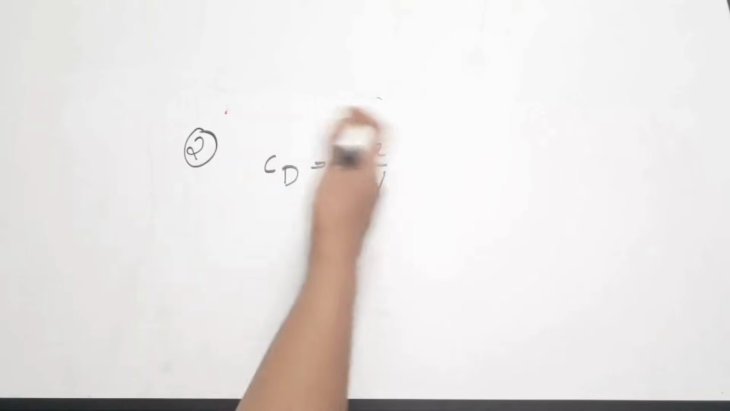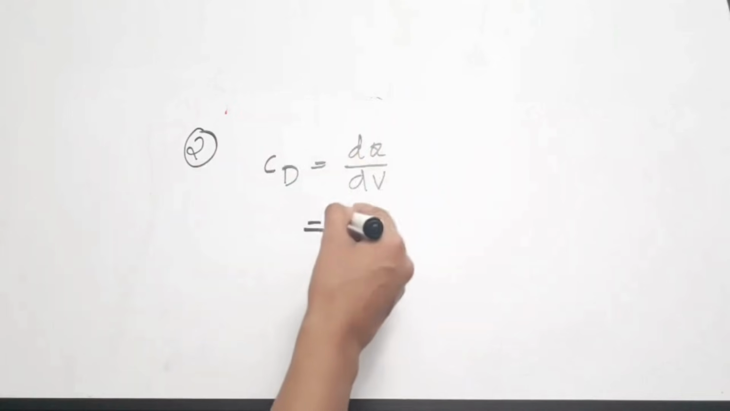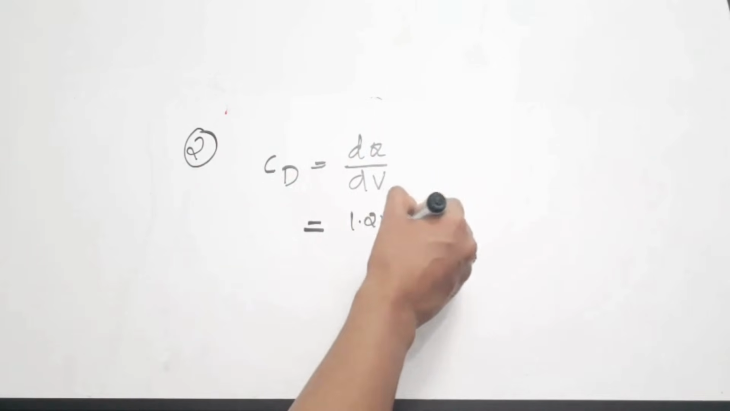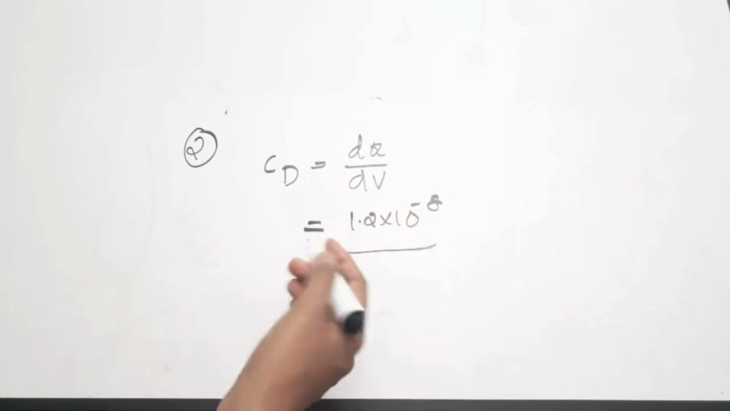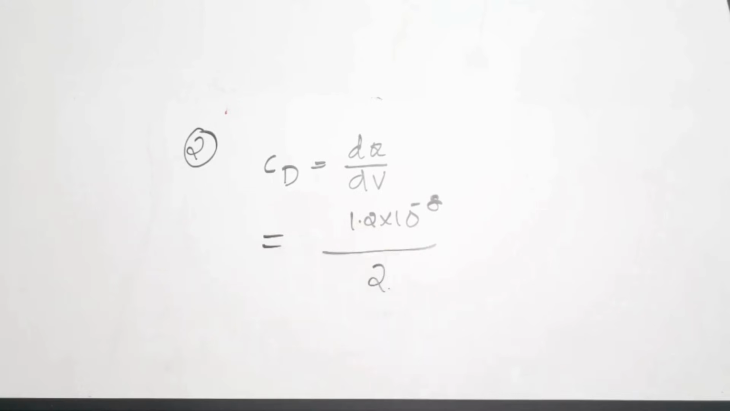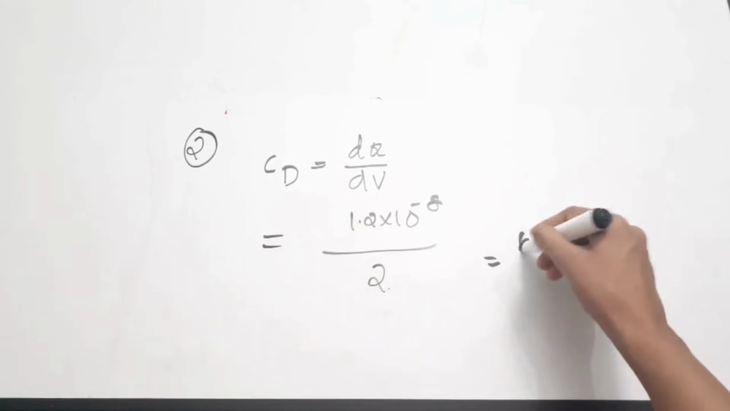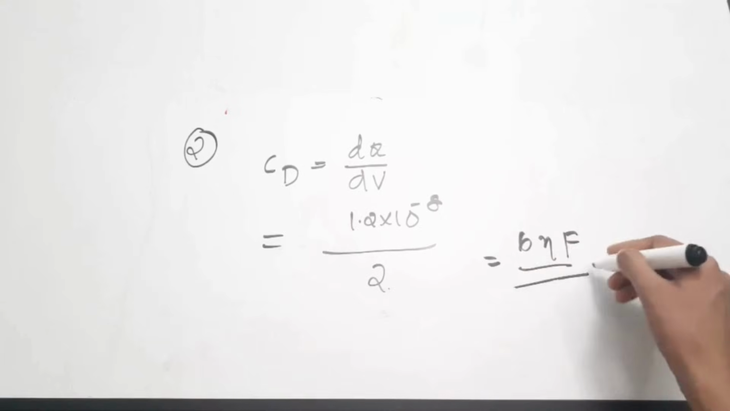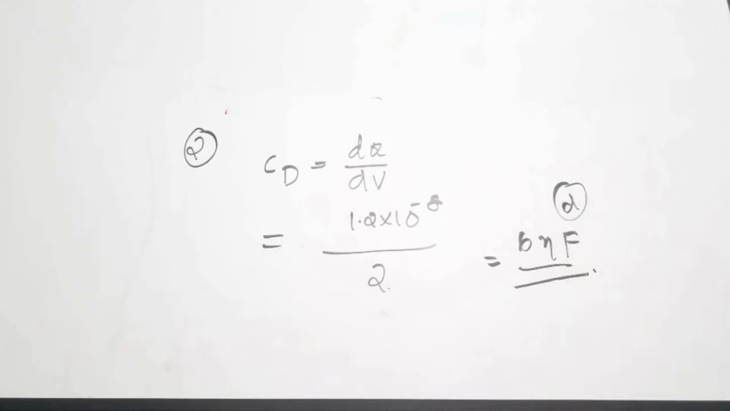So change in charge by change in voltage. What is a change in charge? It is 1.2 into 10 raised to minus 8. That is a change in carriers, minority carriers, by change in voltage, which is 2. So that is 6 nanofarads. Correct answer is option D, 6 nanofarad.